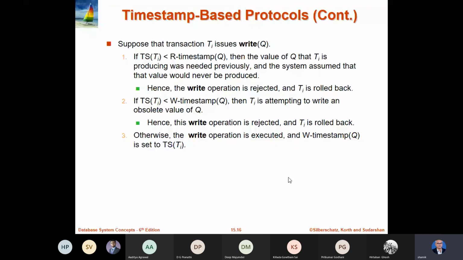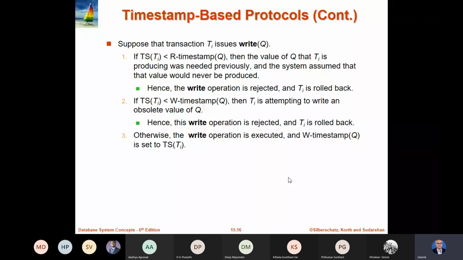Now for write, if Ti issues a write Q, then if TS(Ti) is less than the write timestamp of Q, then the value of Q that Ti is producing was needed previously. So some other transaction with a higher timestamp has already read the value of Q and proceeded. And now this Ti, being slow, is coming and trying to write it.